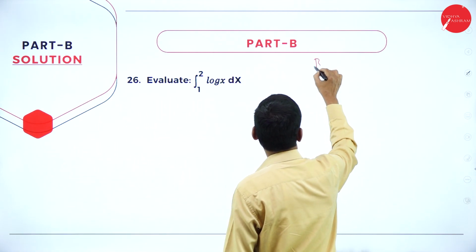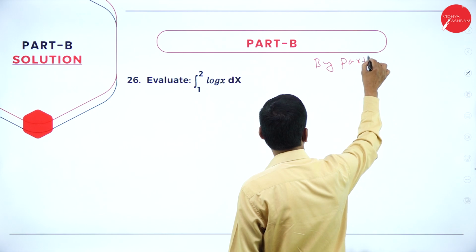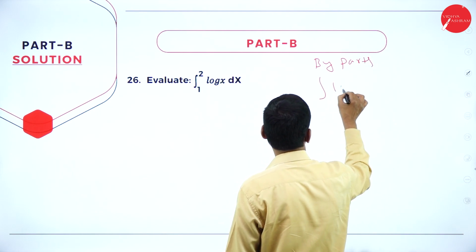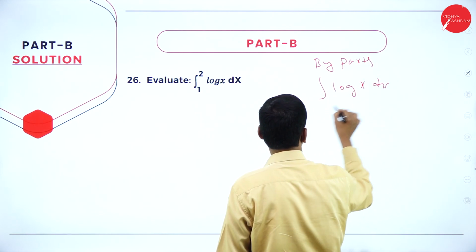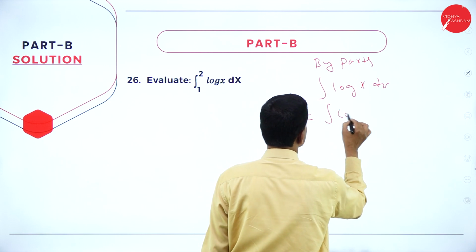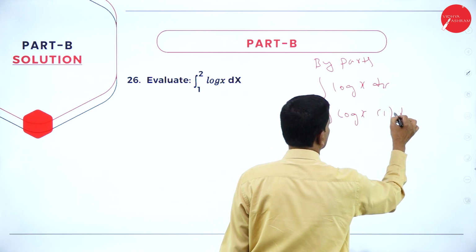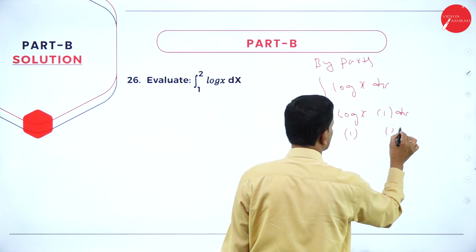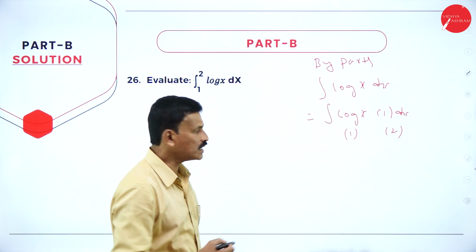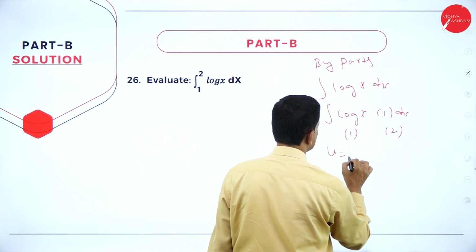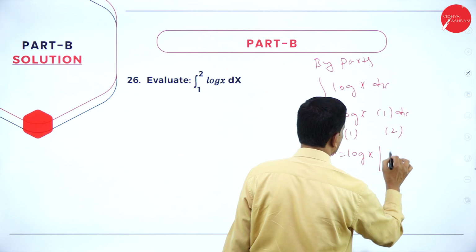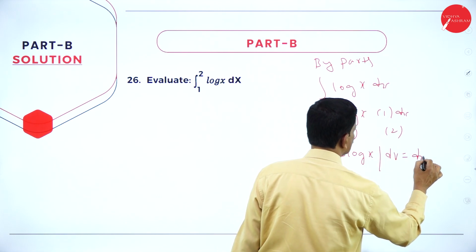So integration by parts we are going to apply. First simplify this log x dx. This can be written as log x into 1 dx. Consider this as the first function and dx as the second function. What is u? u is equal to log x and dv is equal to dx.